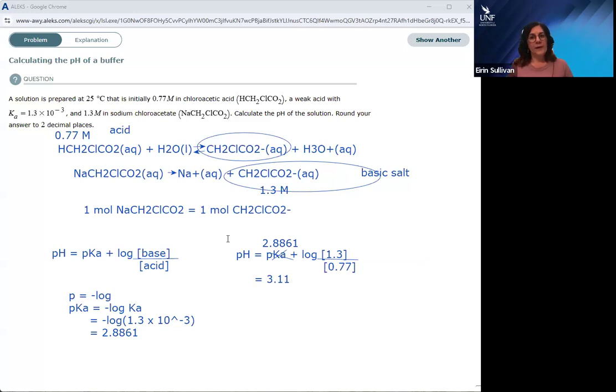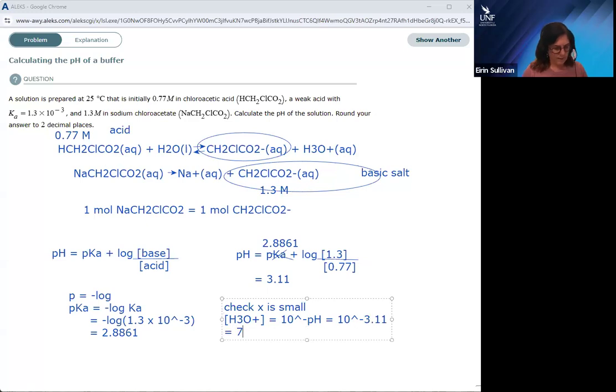Okay. Now, you were done with the question, it is good. But to be absolutely thorough, I'm going to check the x is small approximation, which means that you have less than 5% ionization of your acid. So what I have to do actually is from the pH calculate my hydronium concentration. Like I say, this is just me being extra super duper pedantic, which is 10 to the power of minus pH. If you remember rightly. So 10 to the power of minus 3.11 gives me 7.8, let's call it, times 10 to the power of minus 4. So I can just tell from looking at the relative order of magnitude, 10 to the minus 4 versus 0.77, that we're going to be less than 5%, but we'll do the math anyway.